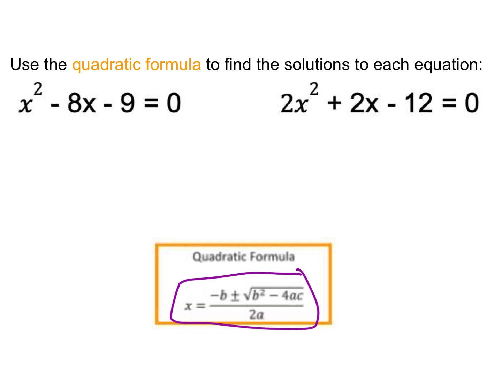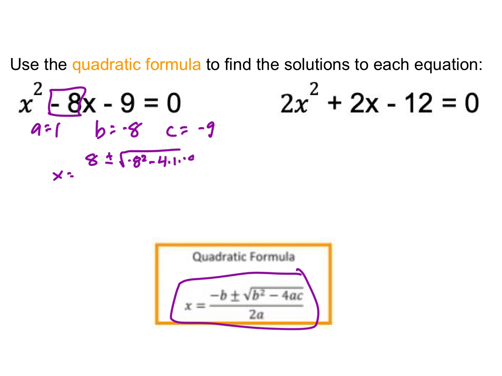So we need to know our A, B, and C. So on this first one, A equals 1 and B equals negative 8. Careful, you've got to make sure you include the negative. And C equals negative 9. So what I'm going to do is just plug these in. X is equal to negative B. Well, B is negative 8, so negative 8 is just 8, plus or minus the square root of b squared minus 4 times a times c, that's a negative, all over 2 times a.